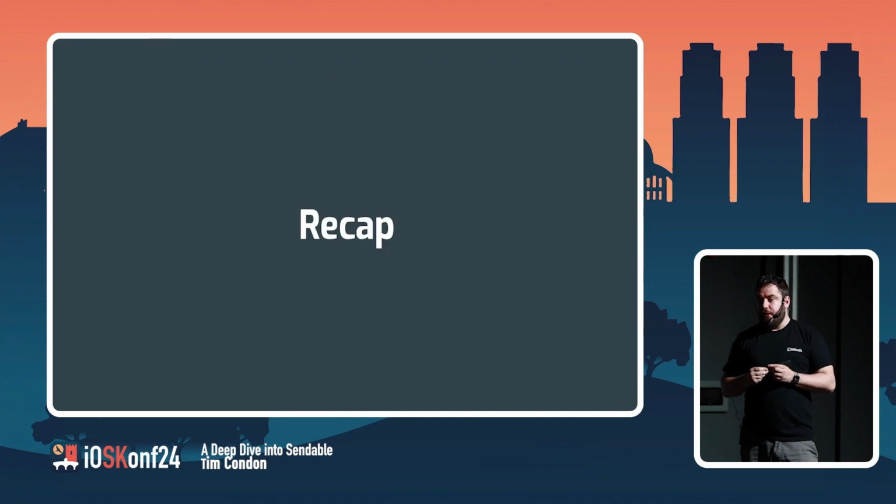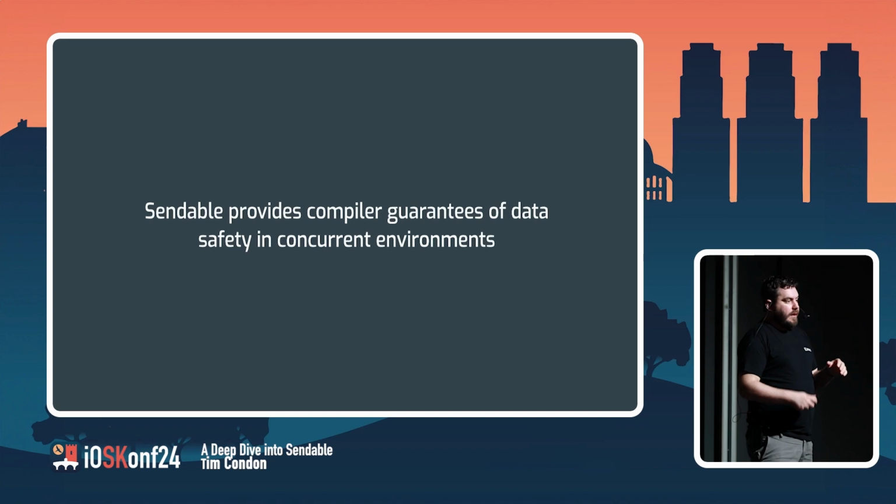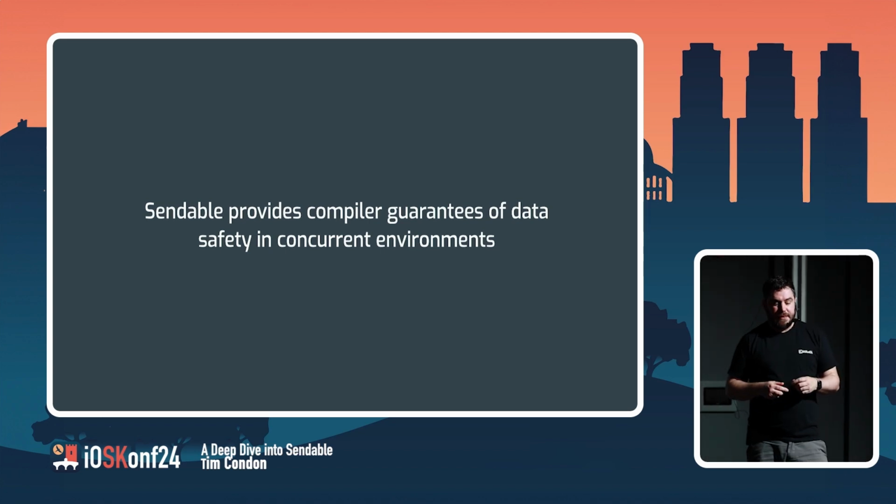Okay, so to recap, remember, Sendable provides compiler guarantees of data safety in concurrent environments. It's a way of the compiler telling you when you're doing something that isn't safe. The concept is quite easy to adopt, and if you have structs and enums, it's very easy to adopt. If you have reference types, it gets a little bit harder. But it's a good way of ensuring that your code is not going to be susceptible to data races.